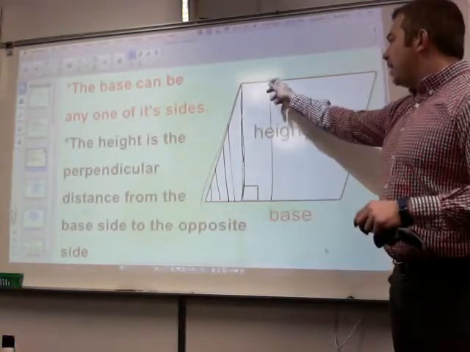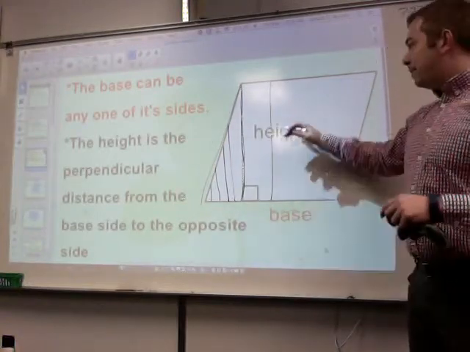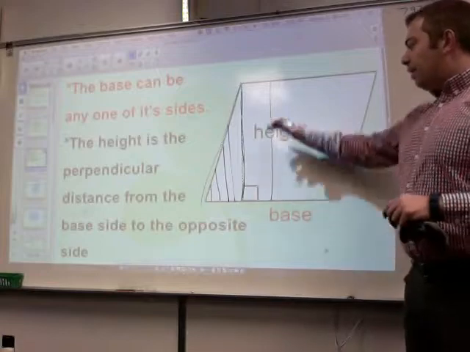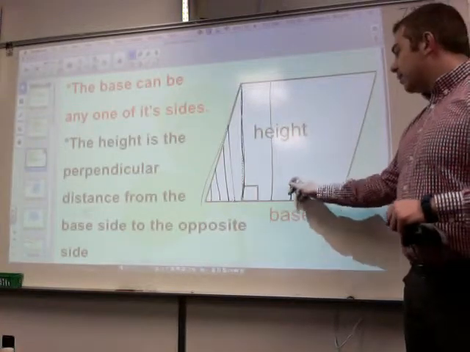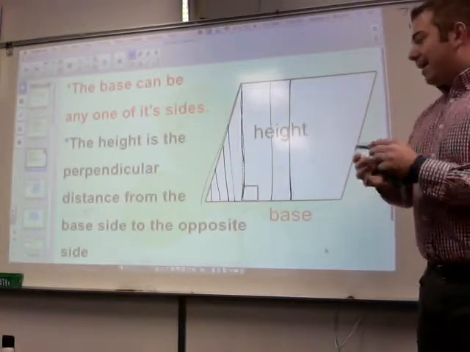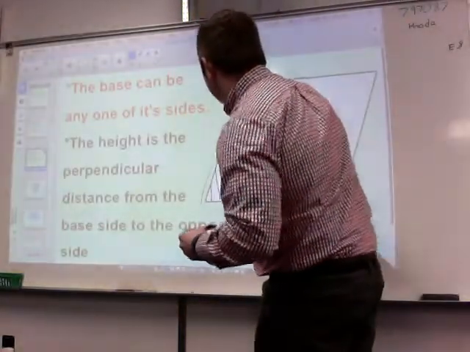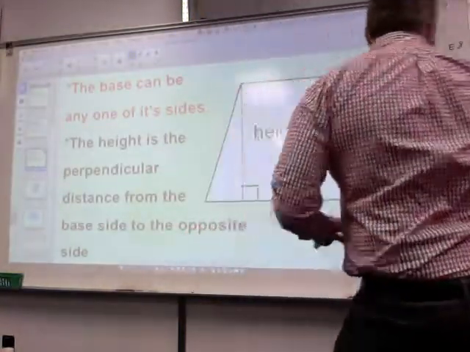This line would be a height, as long as it goes from one base to another base vertically, intersecting. Those are all my heights. So all I have to do is find the base times the height to find the area, the total inside.